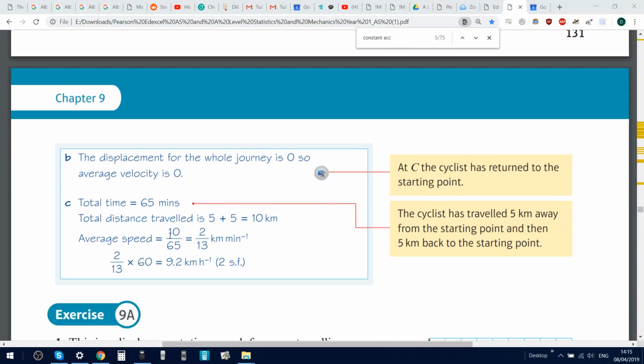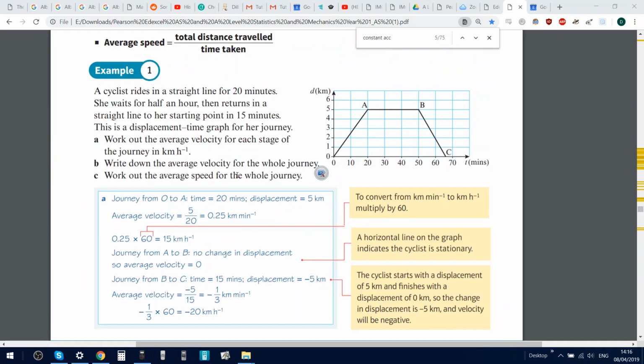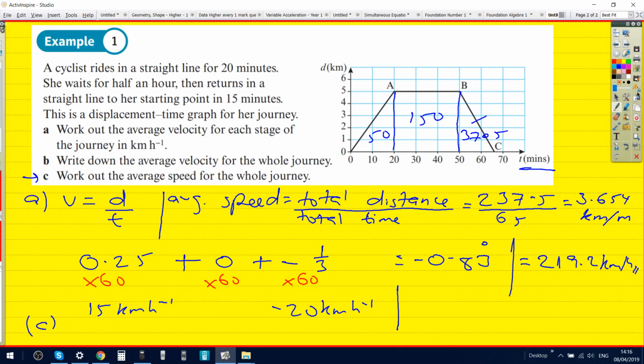Yep. And then this one, miles per hour. Hang on. Total time is 65 minutes. The total distance traveled, they said, was 10 kilometers. Why is that? Total distance traveled was 10 kilometers. Why is the total distance 10? Hang on.